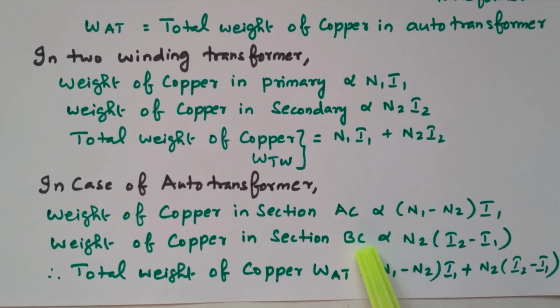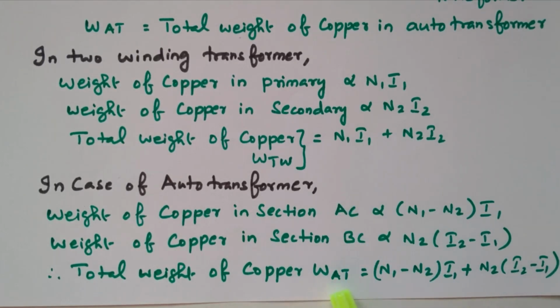AB is the total weight of the copper. Here we assume that this is the primary winding and this is the secondary winding. So in the primary winding, N1 is the number of turns, but in the section AC, it is N1 minus N2. BC acts as the secondary winding, so N2 into I2 minus I1. So totally we are considering A to C and C to B, so the entire winding we consider.